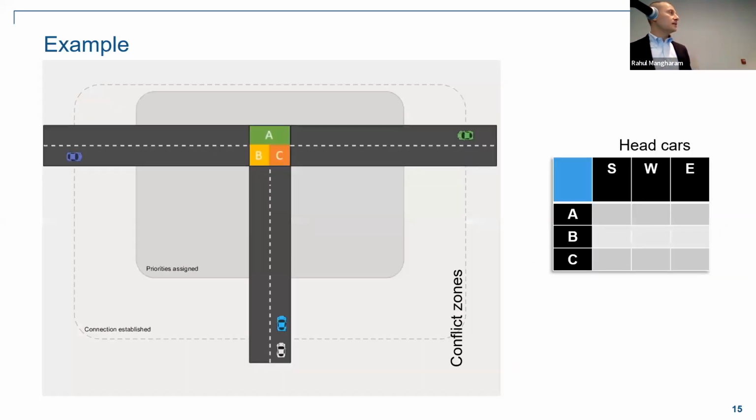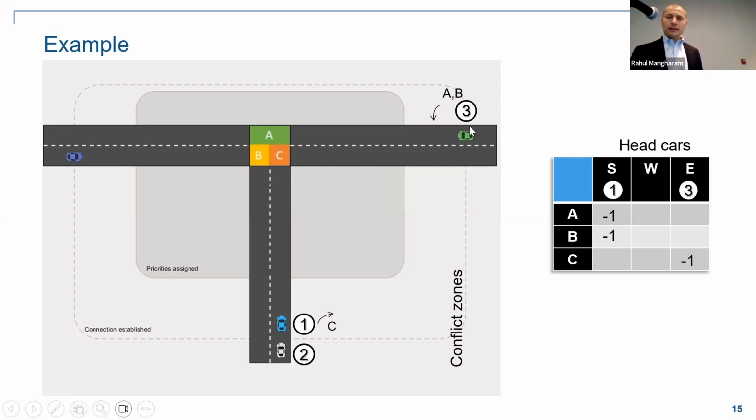Okay, so let me go back to the example. Here we have car one, which wants to go to the right and will pass through conflict zone C only. That's why we have those minus ones that I was talking about for zones A and B. Then we have car two, but car two is still outside the connection established perimeter, so we don't know where it's going.